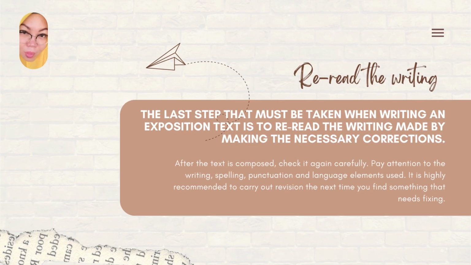The last step is to reread the writing made by making the necessary corrections. After the text is composed, check it again carefully. Pay attention to the writing, spelling, punctuation, and language elements used. It is highly recommended to carry out revision the next time you find something that needs fixing.